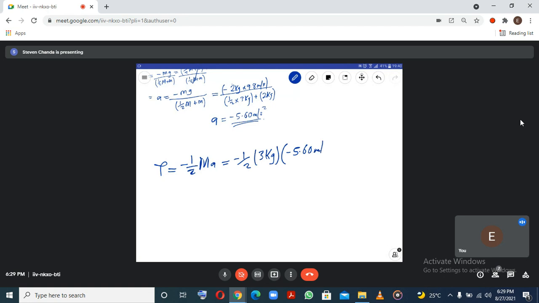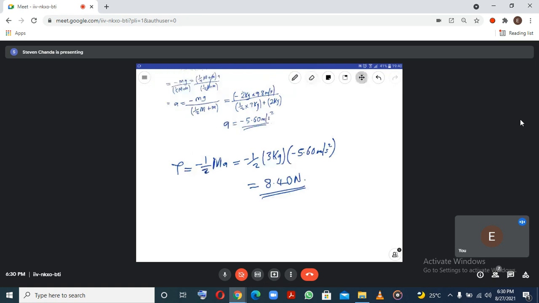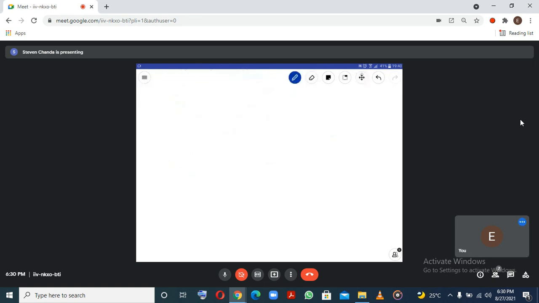But the tension is what's ensuring that the bucket doesn't fall anyhow, so it makes sense that it has a positive value, 8.40 newtons. So that's about it. Then we now go to the last part.